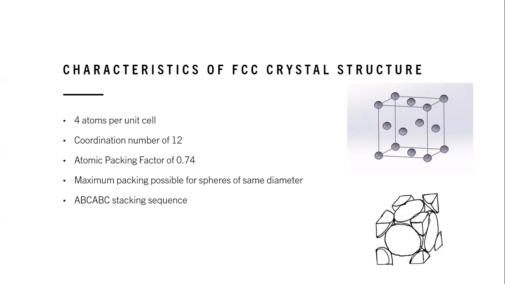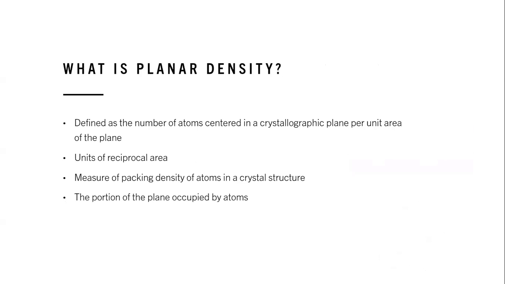So this means that the structure is closely packed, and this stacking sequence is ABC, which means that the subsequent layers of atoms on top of the other will align in the spaces between atoms.